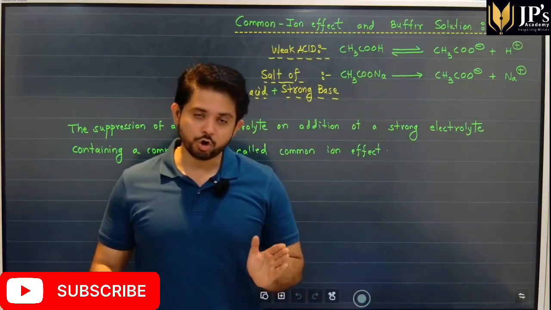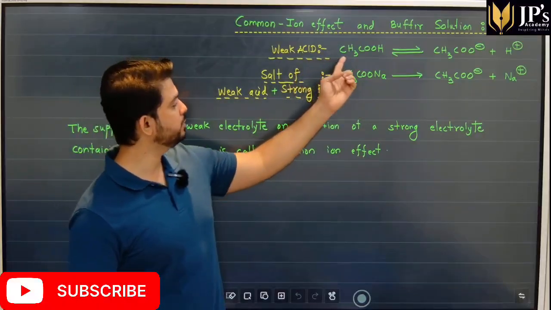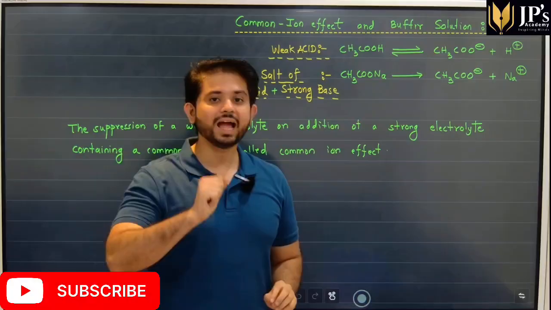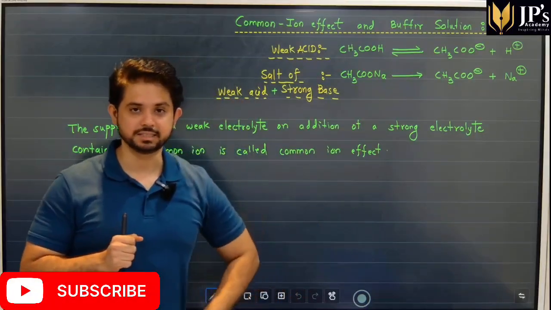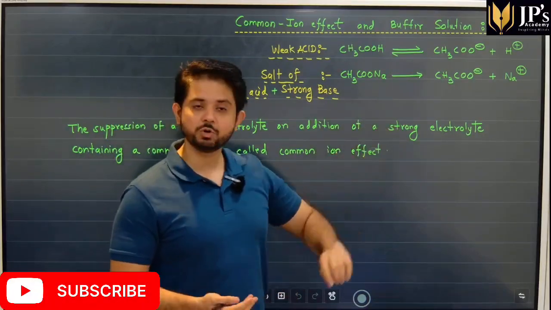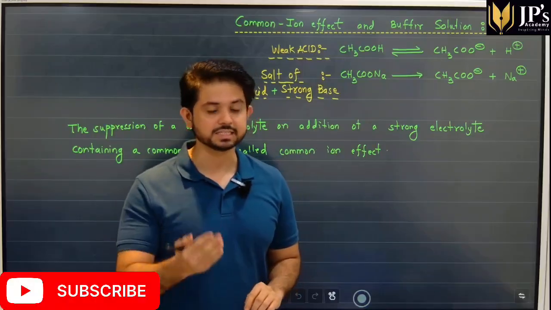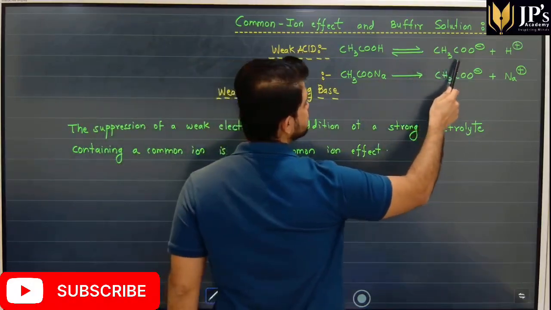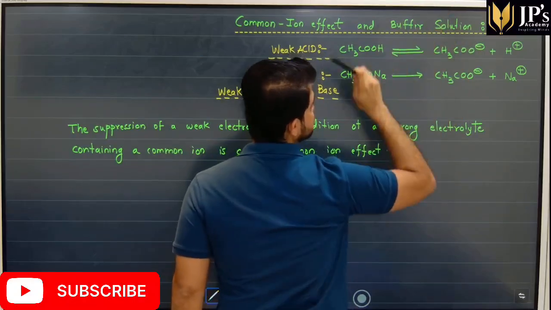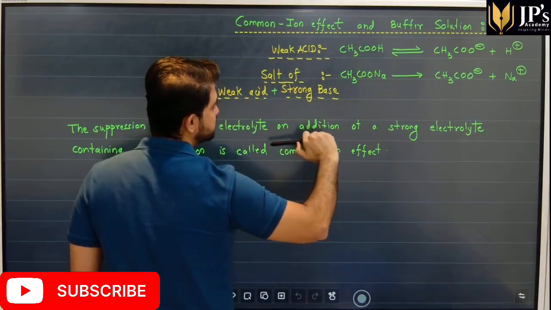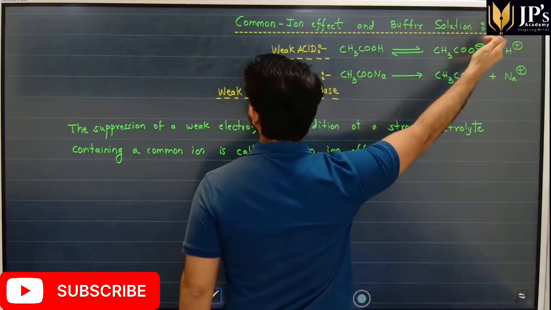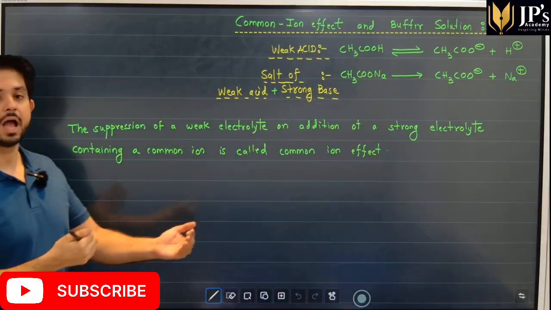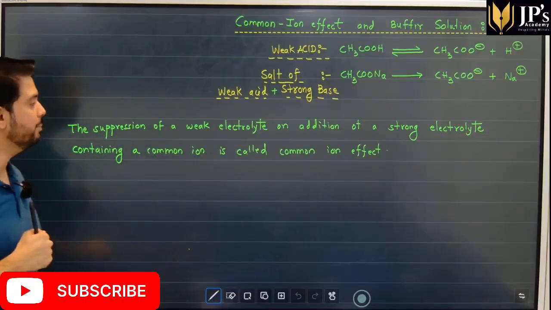Now there was already an equilibrium established between CH3COOH, acetate ion and H plus. The moment I add external sodium acetate, the number of CH3COO minus acetate ions increases. This disturbs the equilibrium. According to Le Chatelier's principle, if the concentration of products increases, the equilibrium shifts left. The equilibrium shifts backward. So what's exactly happening over here?